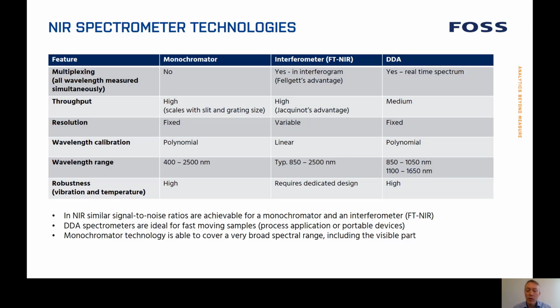Finally, the robustness should be considered. The interferometer is generically sensitive to small movements on a scale determined by the shortest wavelength you want to measure. This is another reason why Fourier transform spectroscopy is more challenging in NIR than in mid-infrared, where the wavelengths are longer.